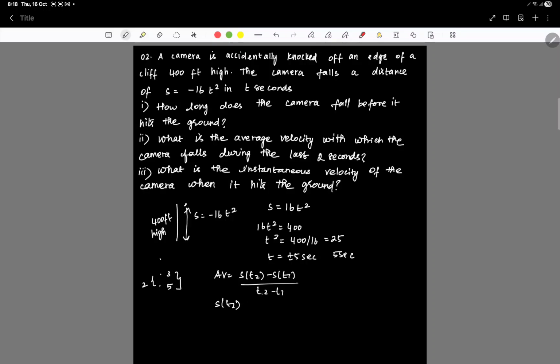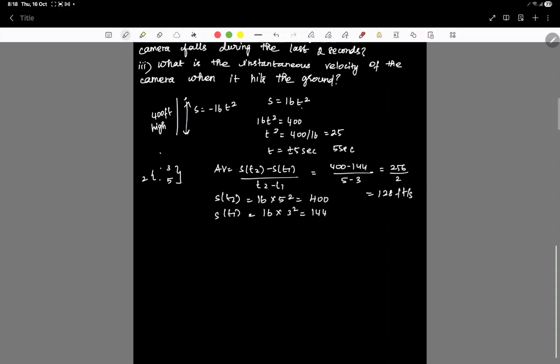S of t2 is nothing but, you have to substitute t2 here. That's it. 16 into t2 square, t2 is 5. So that is equal to 16 into 25, 400. S of t1, that is equal to 16 into 3 square, that is 144. Now we have to find s of t2 minus s of t1, that is 400 minus 144 divided by 5 minus 3. This is 256 by 2. So 128 feet per second is the average velocity.